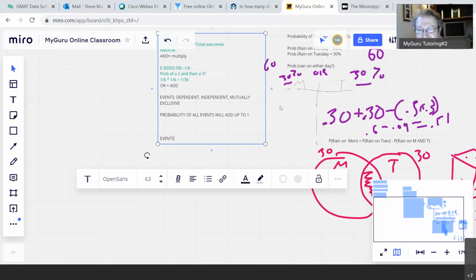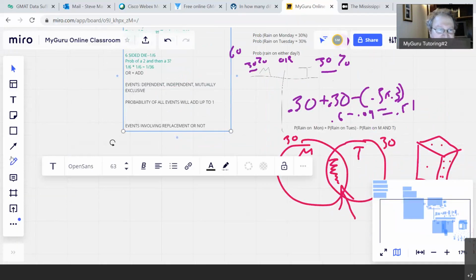Events. Yes, exactly. Independent but not mutually exclusive is the range situation. You got it. Okay. Events involving replacement or not? You've probably seen this. Yes, exactly. That's exactly what we're talking about.